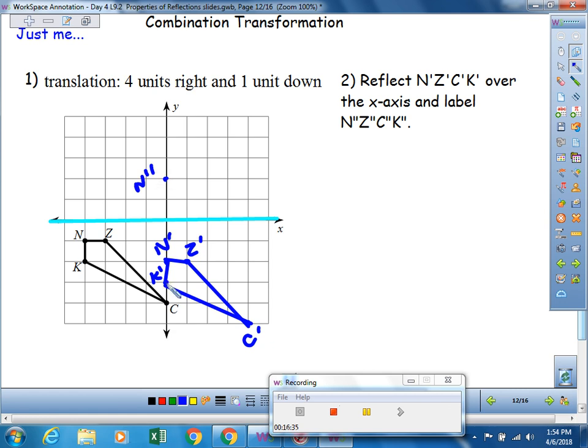Okay, then you take the next one. 1, 2, 3, 1, 2, 3. K double prime. And then 2 and 2, Z double prime. And then this one is 5 and 5, C double prime. Questions?